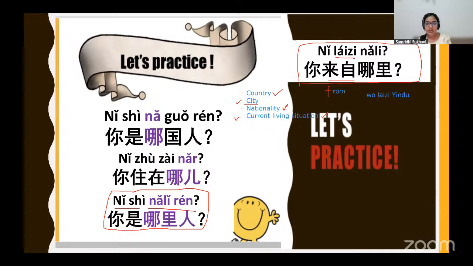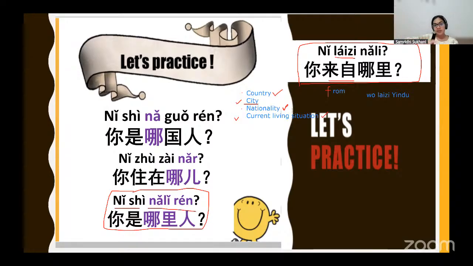Right. And a very interesting thing, if you observe, in English when we say where are you from, it's very unclear what a person is asking. Are you asking where are you from, like in a country or in a city? So Nisha Nali Run, the translation is where are you from? Nilaidze Nali, the translation is also where are you from?